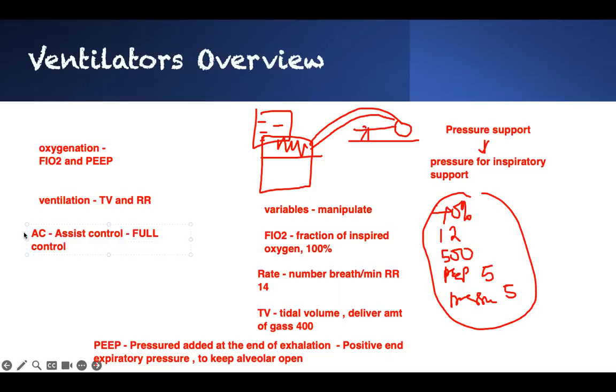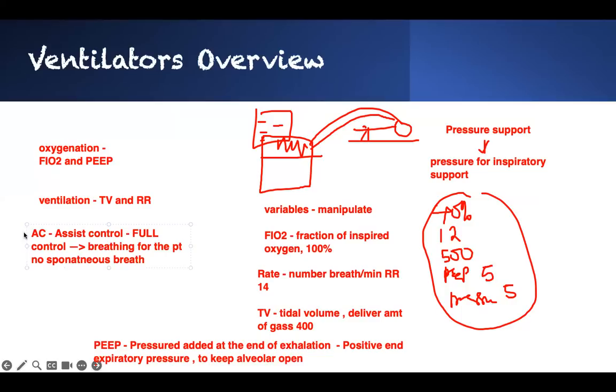Full control. Basically the machine is breathing for the patient, completely, the full cycle. Throughout the cycle, the machine will breathe for you. You can't do anything. If you try to take a breath, the machine will breathe for you. Every time you make an effort to take a breath, the machine will breathe for you. So there is no spontaneous breath here. Basically, it's full control.